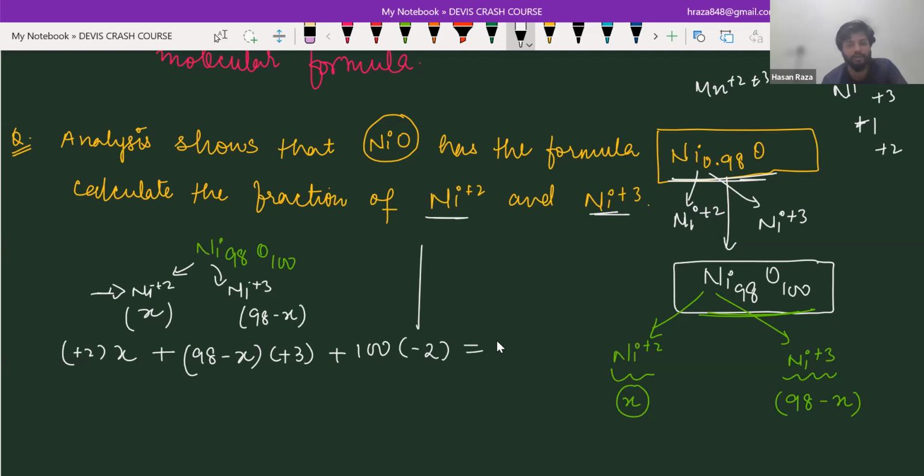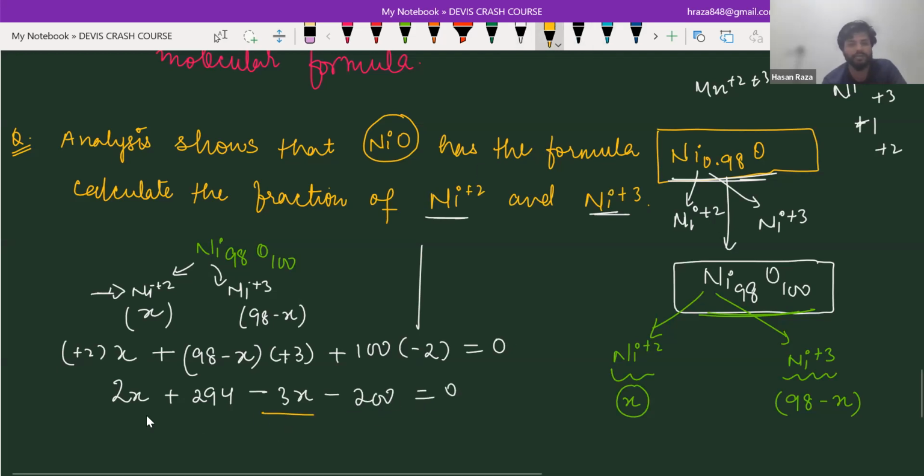And overall charge is 0 equals to 0. Can I write it? Yes. Now, it's very simple. 2x plus 3 into 98. That means 3 8 is 24, 3 9 is 27, 2 90, 29 to 94. Minus 3x and minus 200. Now see, it's very simple.